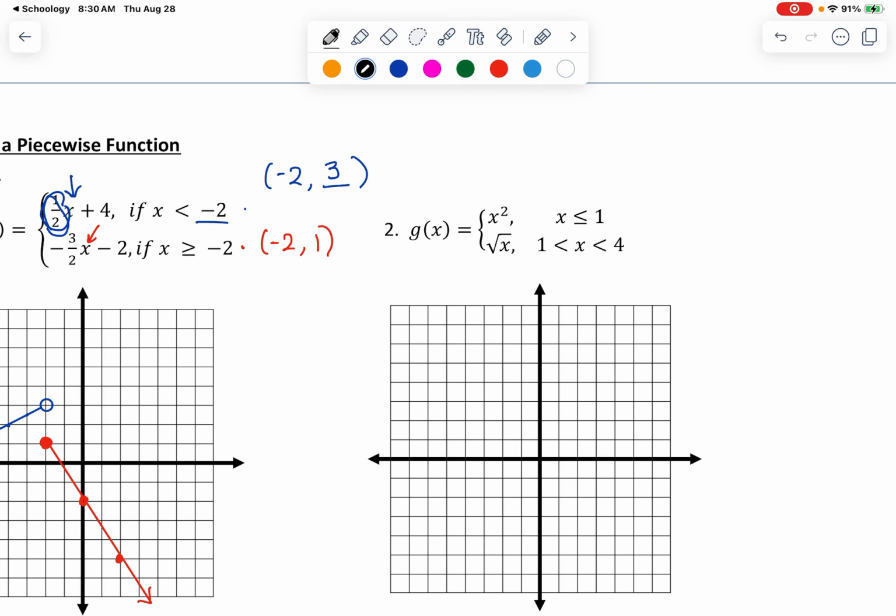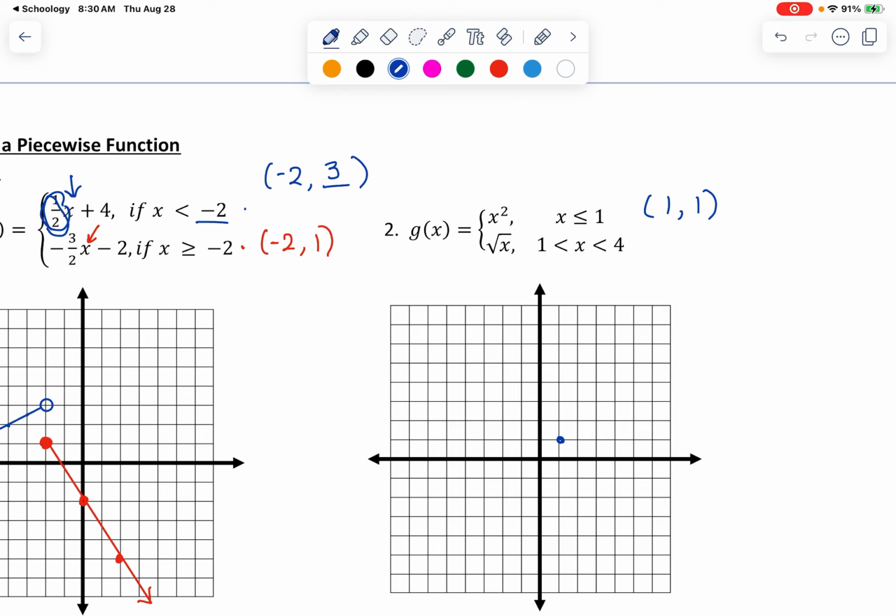So we are going to start with this first piece right here, which is a parabola, but I'm only graphing values less than or equal to 1. So I'm going to find out where that point is, 1 comma something. Plug 1 in there and you get 1 squared is 1. So I have a closed point because of greater than or equal to at 1, 1.